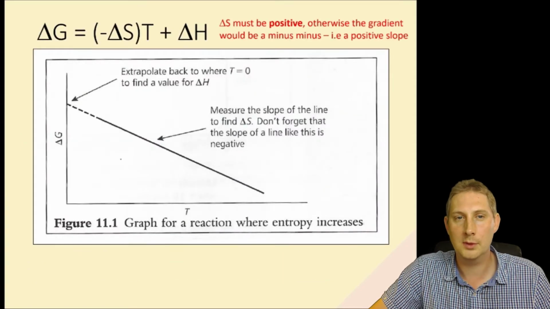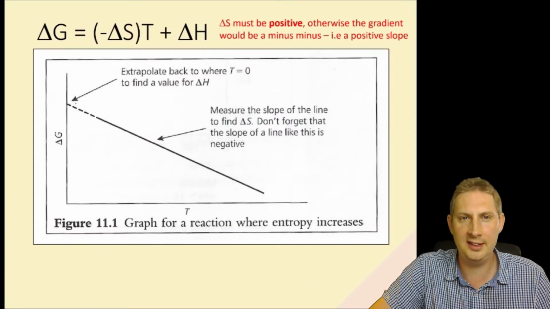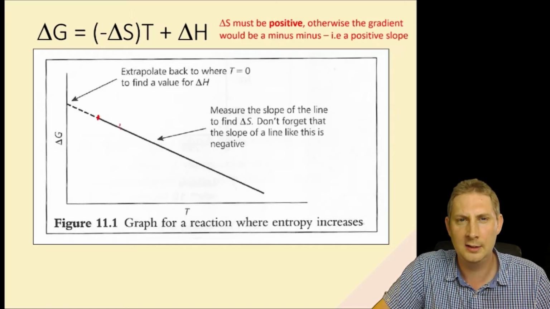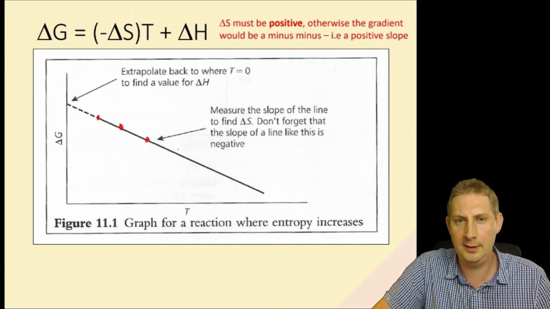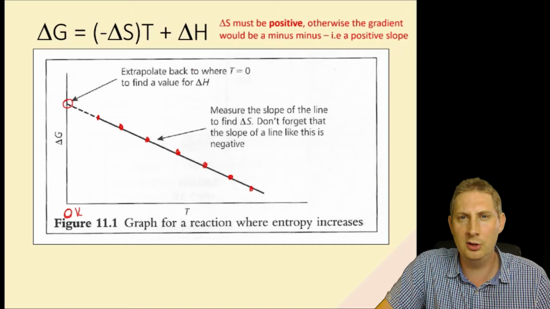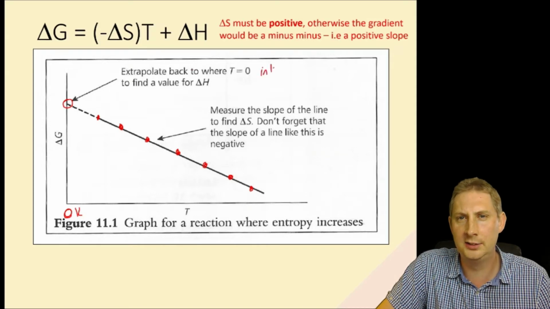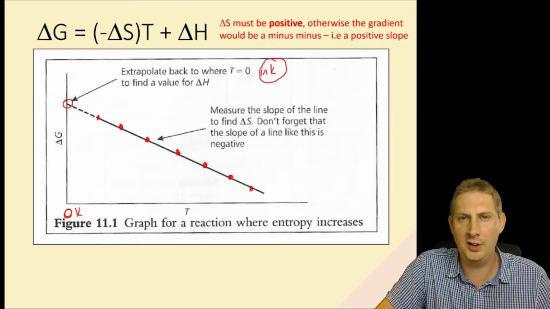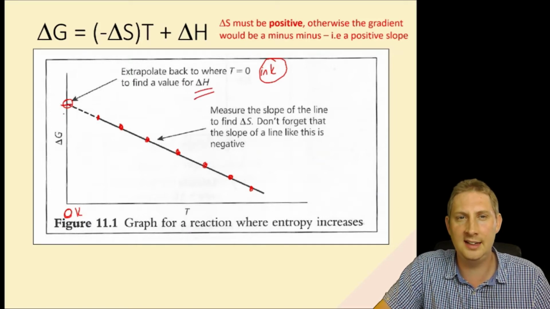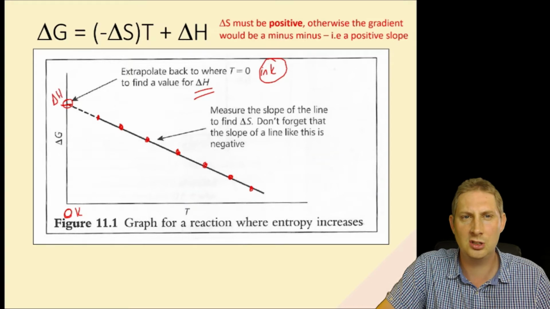If the graph looks like this, and we've got various values of delta G against temperature, we can extrapolate back to 0 Kelvin, T equals 0. Remember, this must be in Kelvin. T is 0 to find a value for delta H. So that value, where T is 0, gives us delta H.